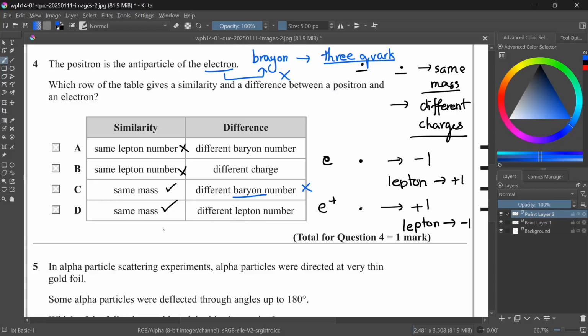So we have option D, which is the last option, and of course the last option is the correct answer. You can read the difference. It says different lepton number, and we just discussed that electron and positron have different lepton numbers. So this is the correct option, and your final answer is D.